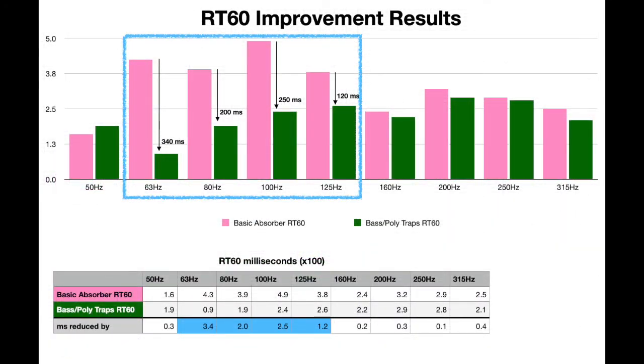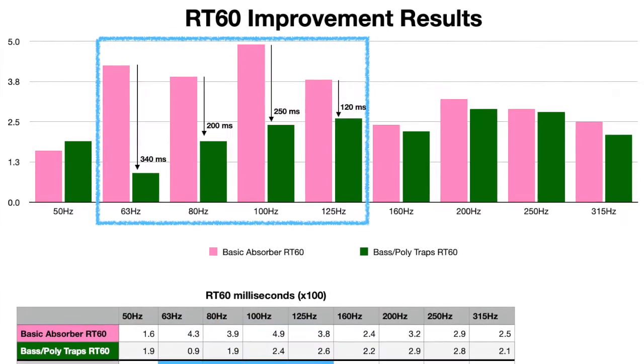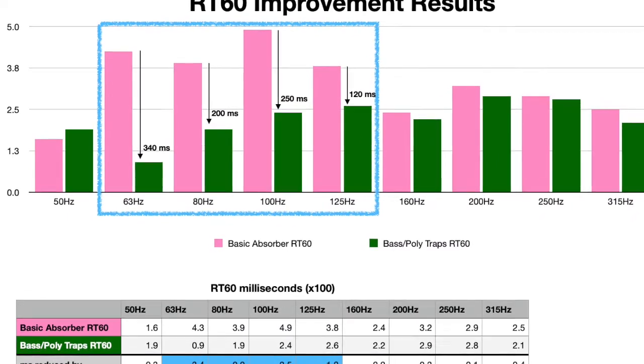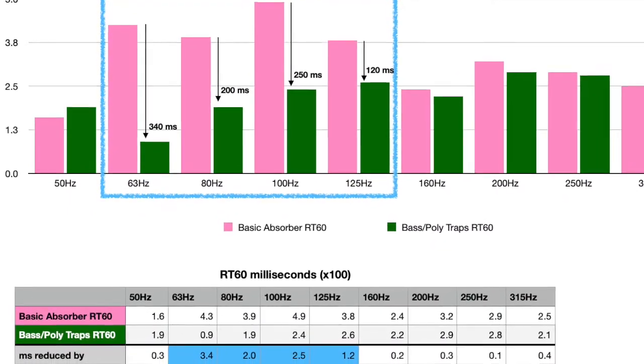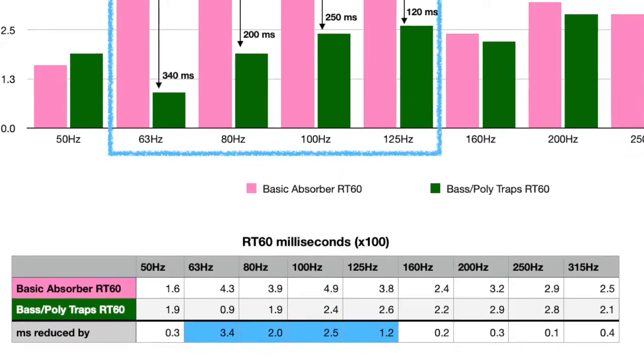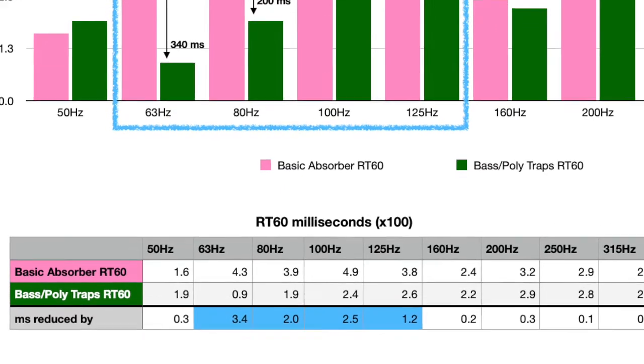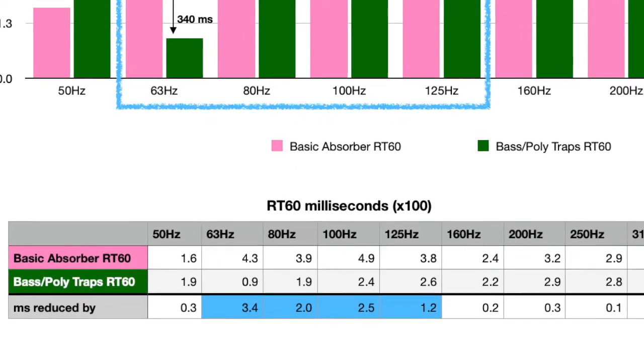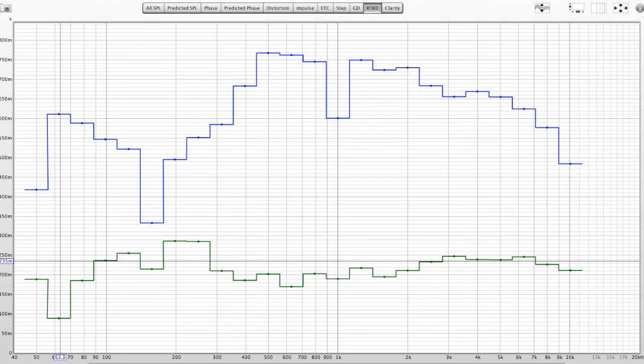This new chart shows the RT60 reductions in milliseconds between 63 Hz and 125 Hz. Notice that with the addition of these traps, the 63 Hz third octave has dropped 340 milliseconds. The others have dropped between 120 and 250 milliseconds. So here's the final chart plot, contrasting the empty and treated room's third octave RT60s. I've achieved my goal for Zone 2 third octave RT60 times.